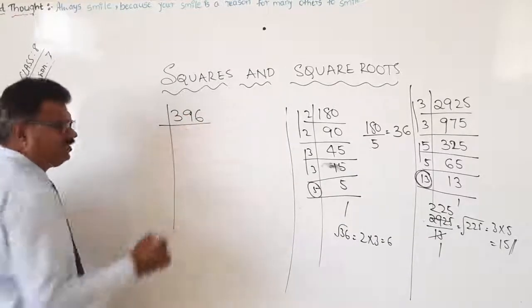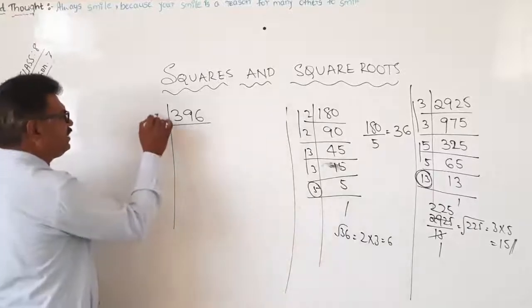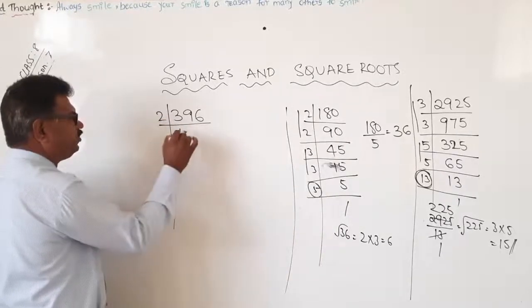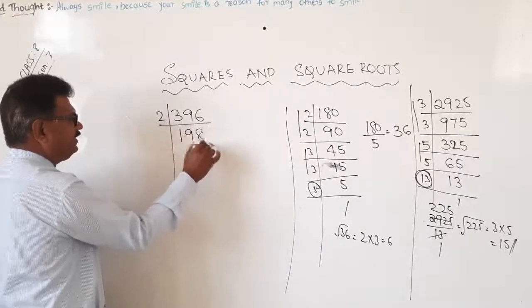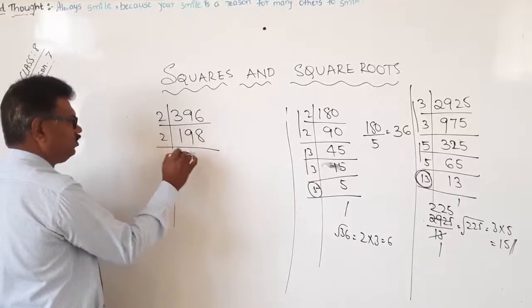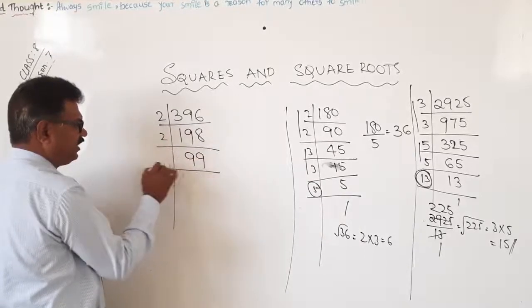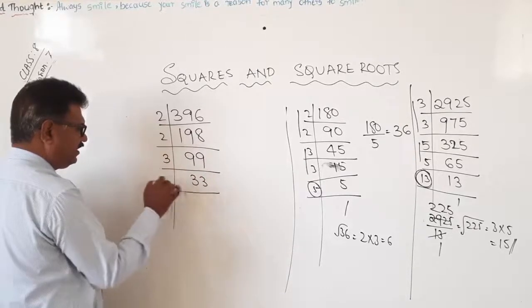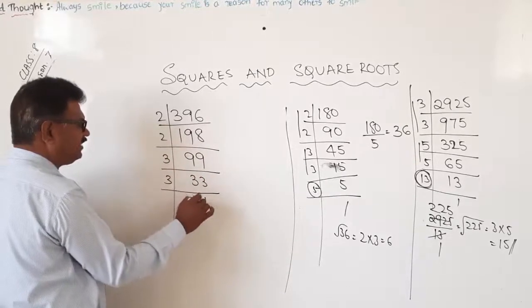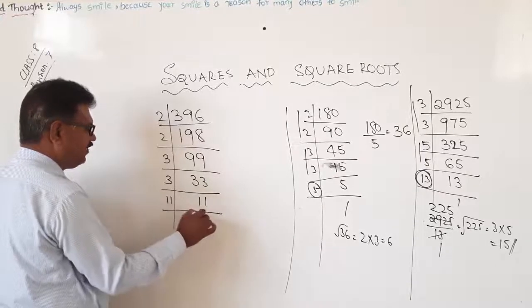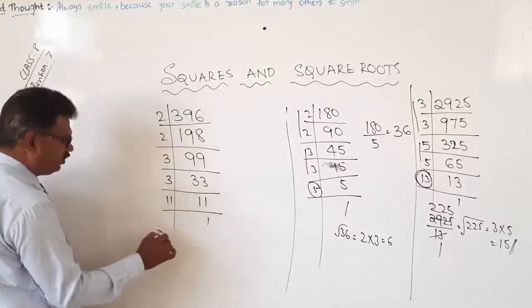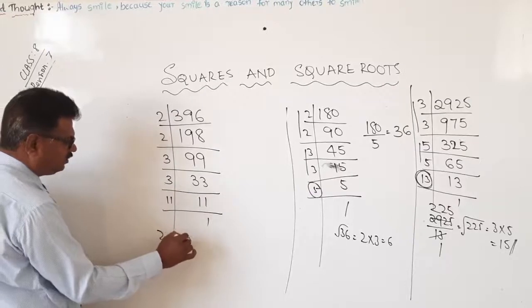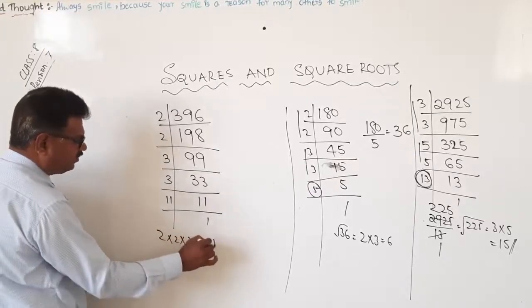So very simple. 396. Start with 2. 2 ones are 2, 2 nines are 18. Again with 2, 2 nines are 18. Again with 3, 3 threes are 9. Again with 3, 3 ones are 3. Now 11 ones. Therefore 2 into 2 into 3 into 3 into 11.